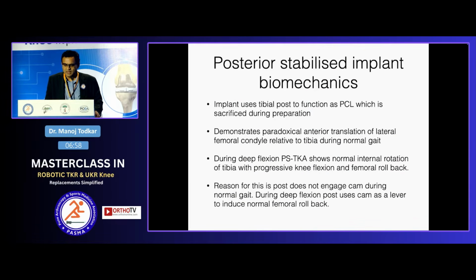In posterior stabilized implant biomechanics, the implant uses the tibial post to function as the PCL, which is sacrificed during preparation. This demonstrates the paradoxical anterior translation of the lateral tibial condyle relative to the tibia during normal gait. During deep flexion, the posterior stabilized TKA shows normal internal rotation of the tibia with progressive knee flexion and femoral rollback. The reason for this is that the post does not engage the cam during normal gait. During deep flexion, the post uses the cam as a lever to induce the normal femoral rollback.